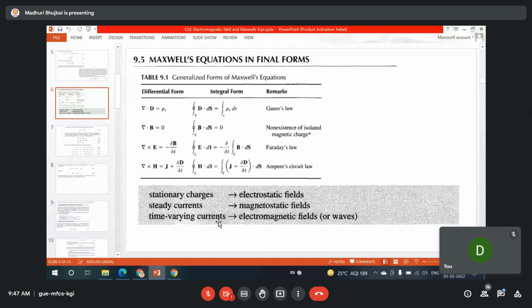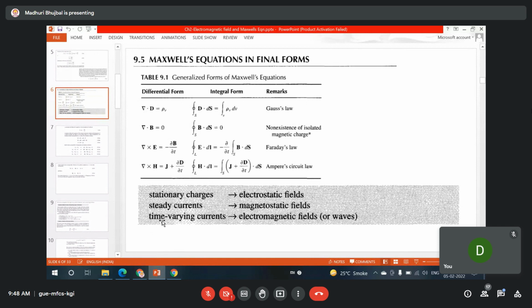The third category is the time varying current, and this time varying current will give the electromagnetic field, also called EM waves. So time varying currents are the only ones responsible for the electromagnetic field, or EM waves. This is very important, remember this. If you only have stationary charge, it cannot produce an electromagnetic wave. Similarly, in case of steady current, a wave won't be produced. In order to generate a wave, to have an electromagnetic field, we need time varying current.